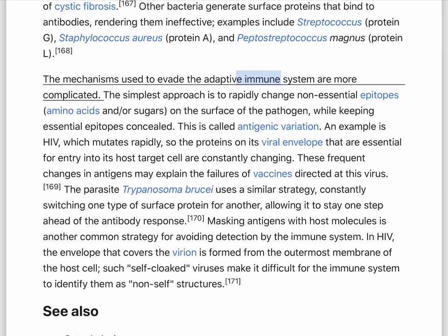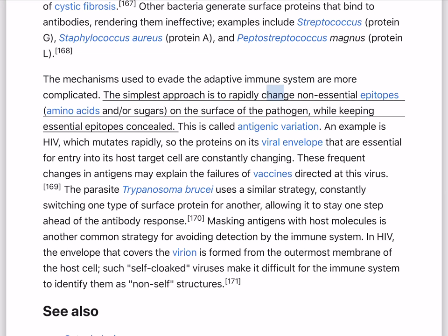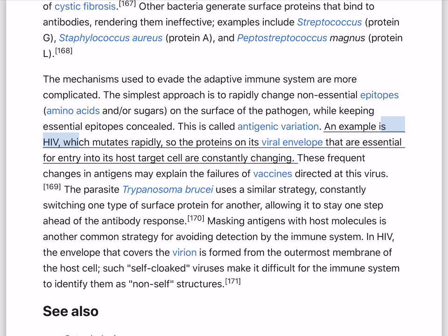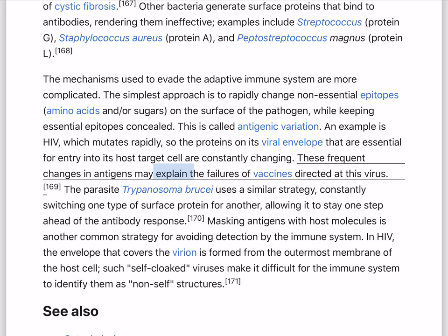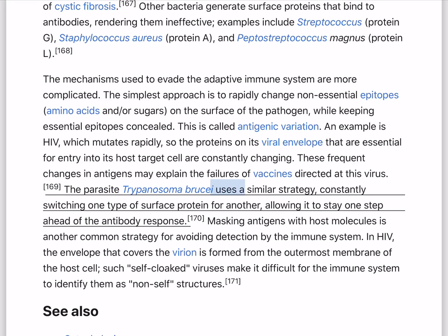The mechanisms used to evade the adaptive immune system are more complicated. The simplest approach is to rapidly change non-essential epitopes, amino acids, and/or sugars on the surface of the pathogen, while keeping essential epitopes concealed. This is called antigenic variation. An example is HIV, which mutates rapidly, so the proteins on its viral envelope that are essential for entry into its host target cell are constantly changing. These frequent changes in antigens may explain the failures of vaccines directed at this virus.